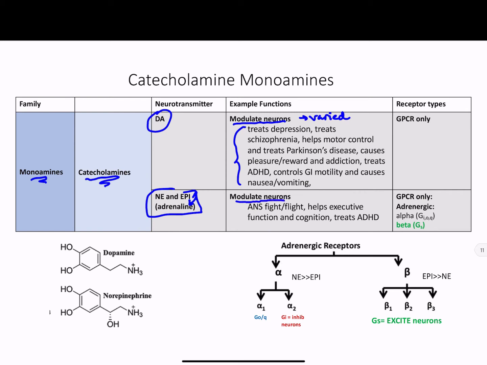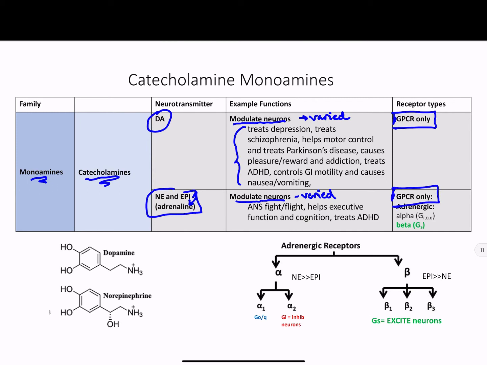These receptors are modulatory, so they have varied effects intracellularly, depending on what G protein is being activated. And here, for the catecholamines, these only have G protein coupled receptors. So these do not have ligand-gated ion channels.